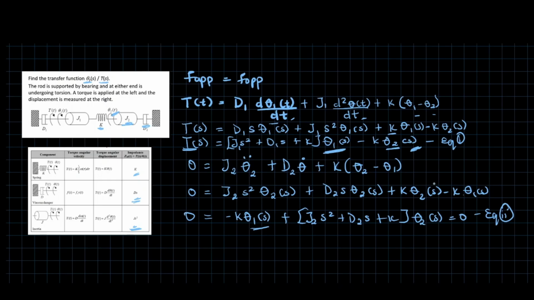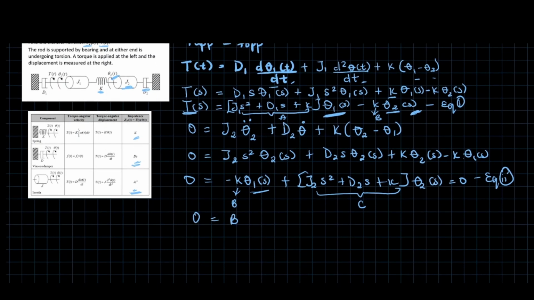So we can make theta 1 s the subject of the formula here. Before that, I would like to assign certain things to make our lives easier. So you can make this A, make K here B, make K here as well B, and sorry, make this one C instead. So in this case, it's going to be 0 equals B minus B theta 1 s plus C theta 2 s. Making theta 1 the subject, theta 1 is going to equal C over B theta 2 s. Now let's substitute into the first equation.